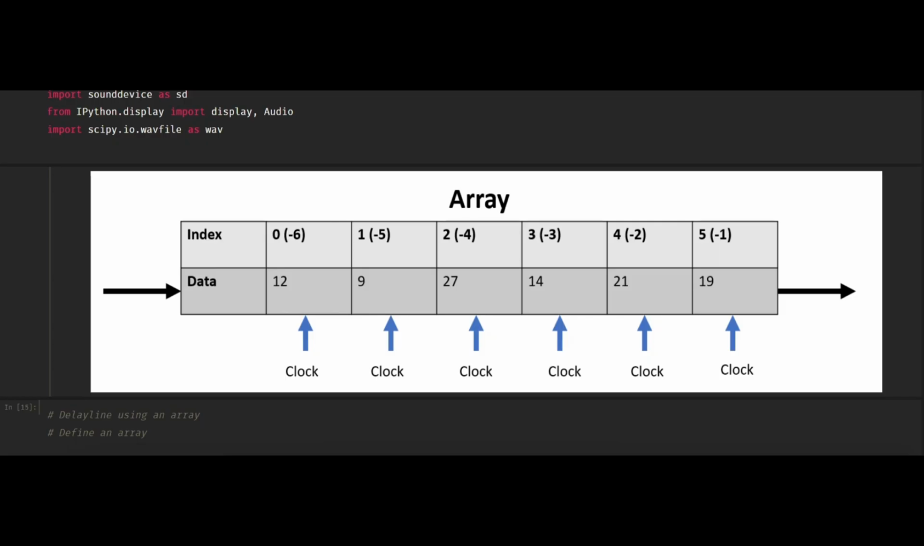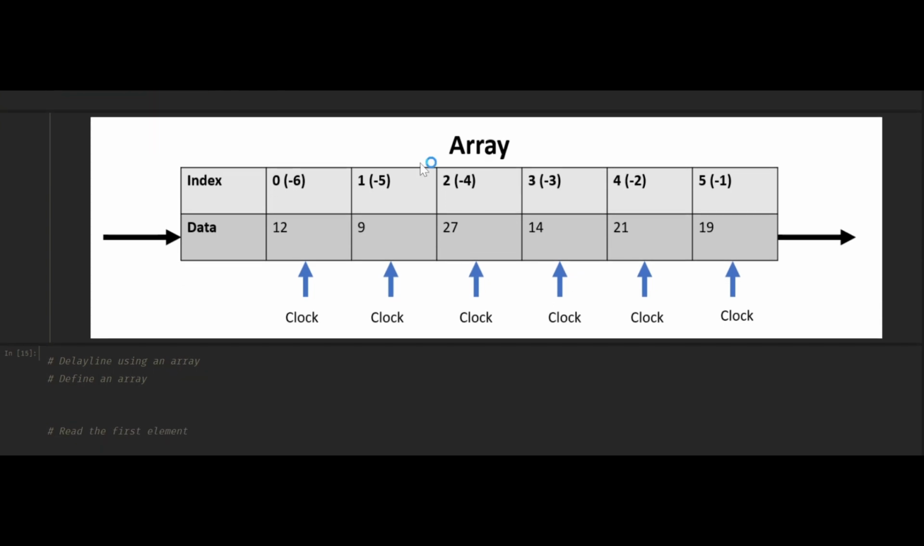In this section, we'll build a guitar digital effect pedal using Python. So I have loaded some libraries here. And first we will build this digital delay line using an array.